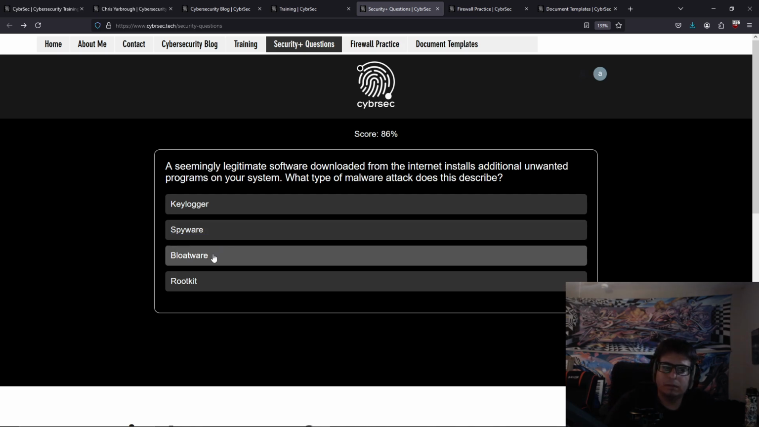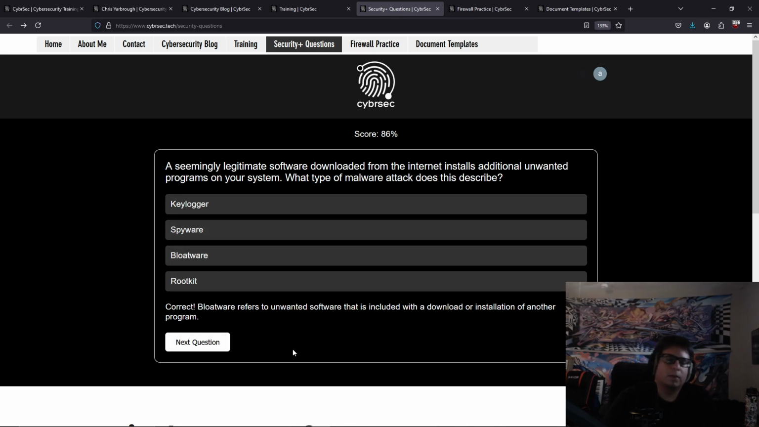I thought it would be Trojan horse, but maybe bloatware. Correct. Bloatware refers to unwanted software that is included with a download or installation of another program. Cool.